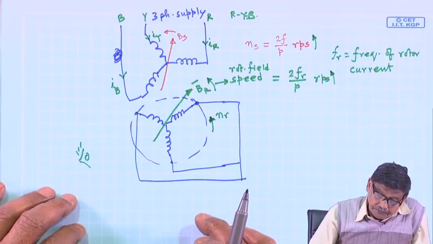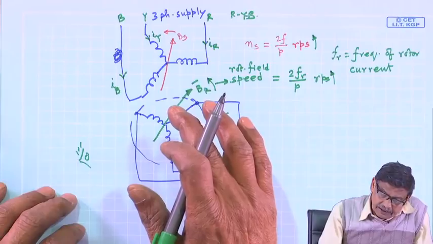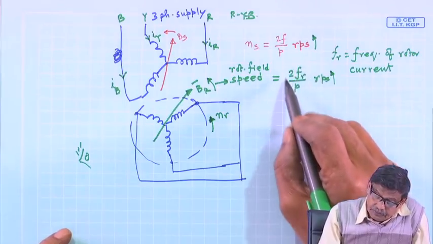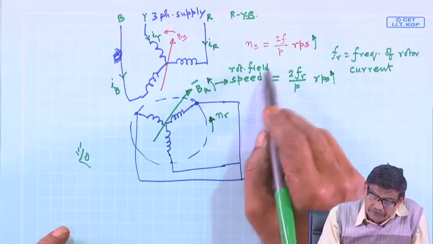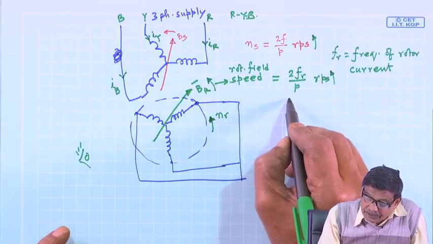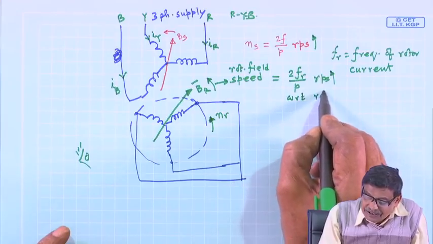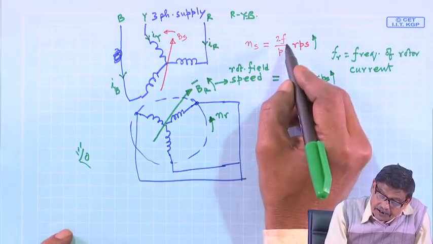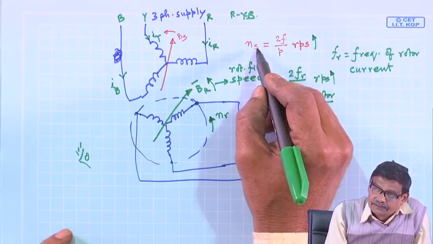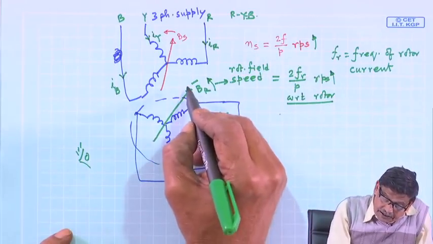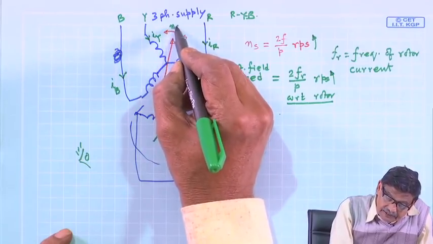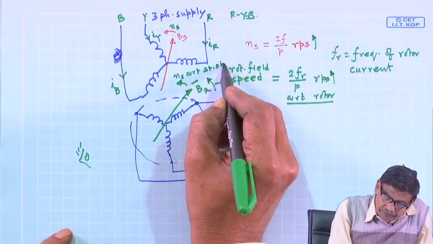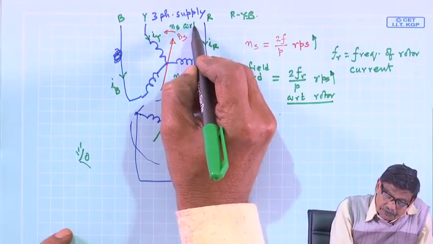Now, BS is there, BR is there, and both of them... This one, the rotor field speed 2 f_r by P, I am sorry, if you write it, it is with respect to the rotor, the structure which houses the winding. But with respect to the stator, this speed will be once again ns. So, if it is ns with respect to this, it is also ns with respect to a stationary observer.